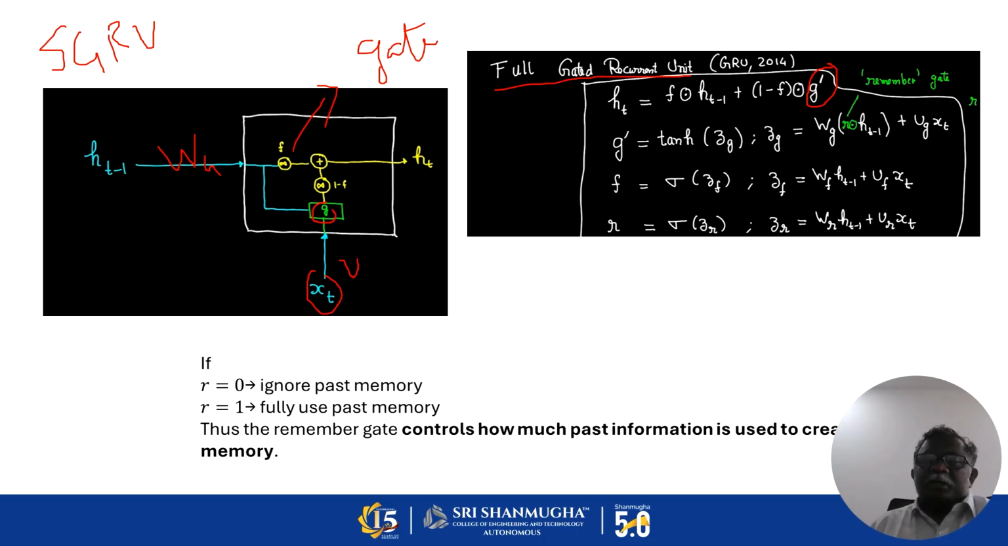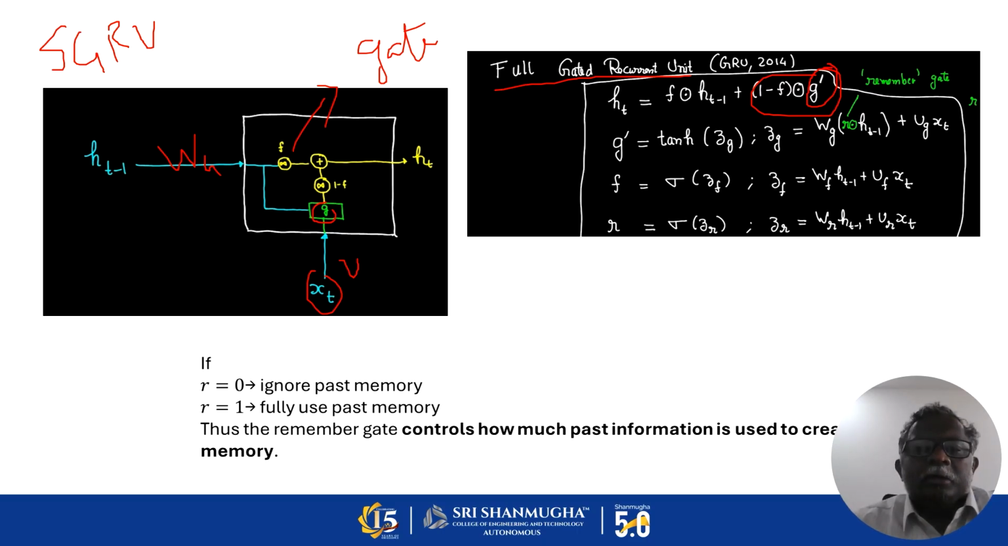So as I said, this belongs to the old memory, and in that, how much information is to be kept to create a new memory. That is the reason we have put a remember gate or reset gate. One can say it either way, and this is the modification we have made in the case of the fully gated GRU. So that is the purpose of using GRU.